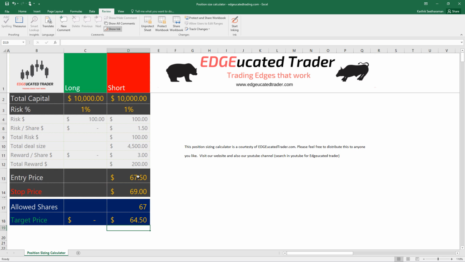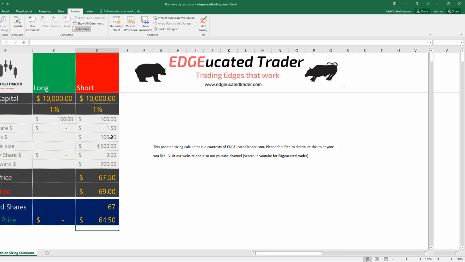And now immediately I can see that the total amount that I would be risking is $100, and the total reward I'm aiming for is $200. That is dictated by my trading edge. And the total number of shares maximum that I can trade is 67 shares. So that way it's limited to $100. My risk is limited at $100.